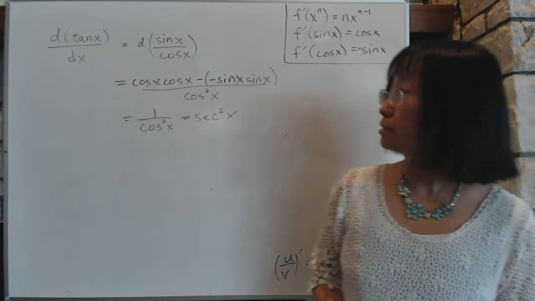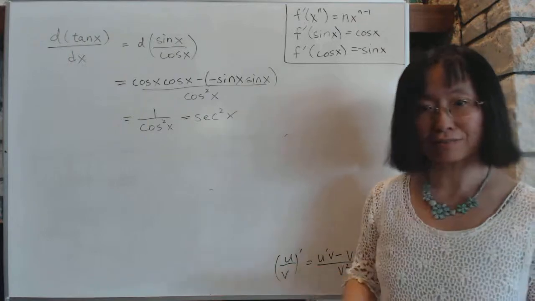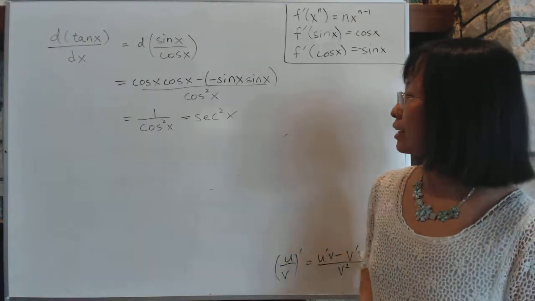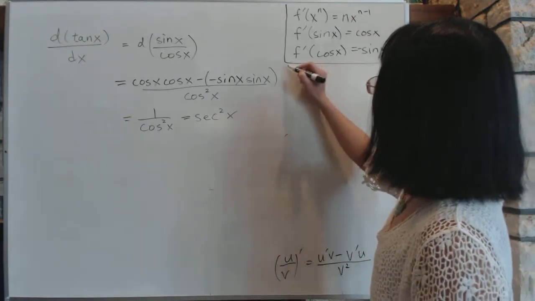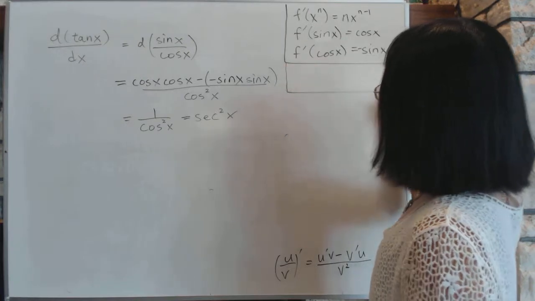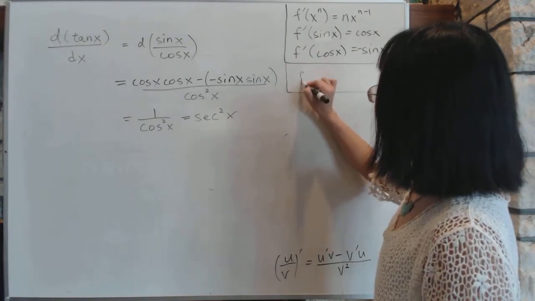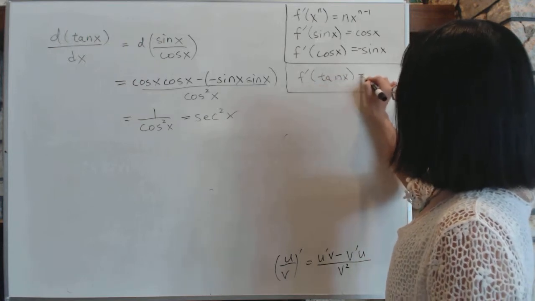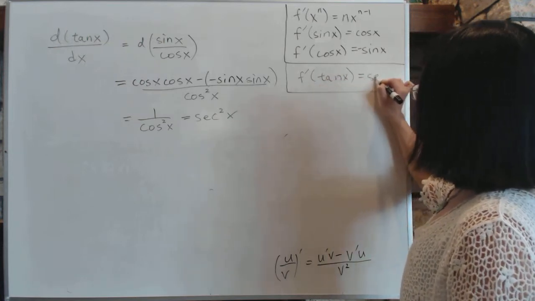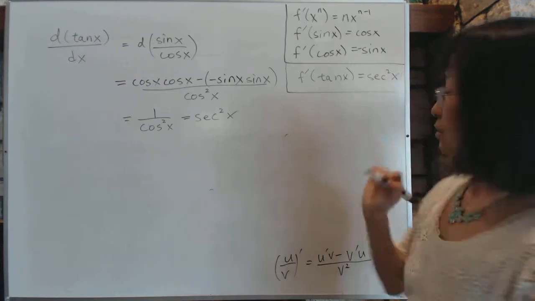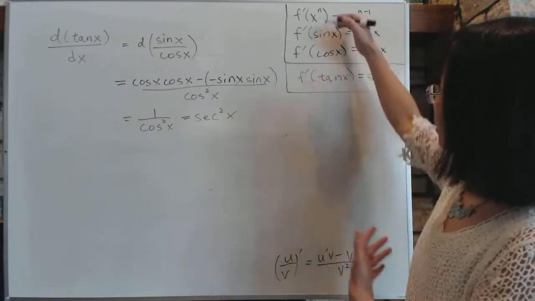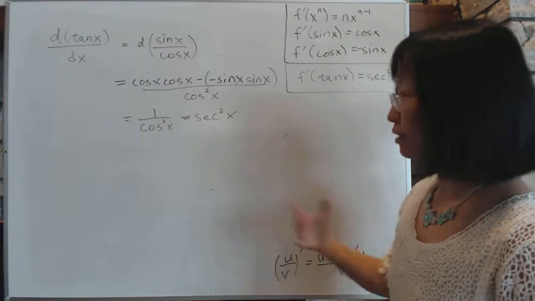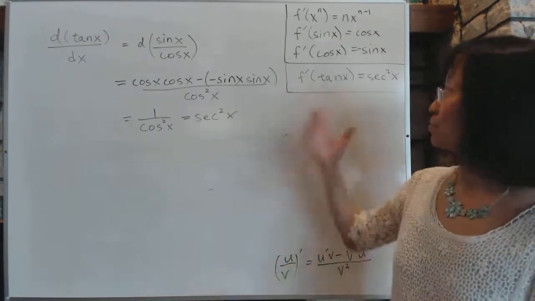And all kinds of variations of functions, now you can take the derivative. So another one we need to add to the formulas that you have to memorize is that f prime of tangent is equal to secant squared. You need to memorize all this stuff, and after a while you've done so much of it, it just becomes second nature.